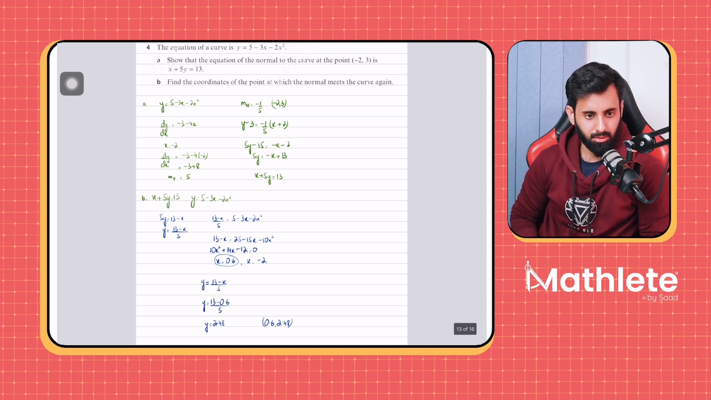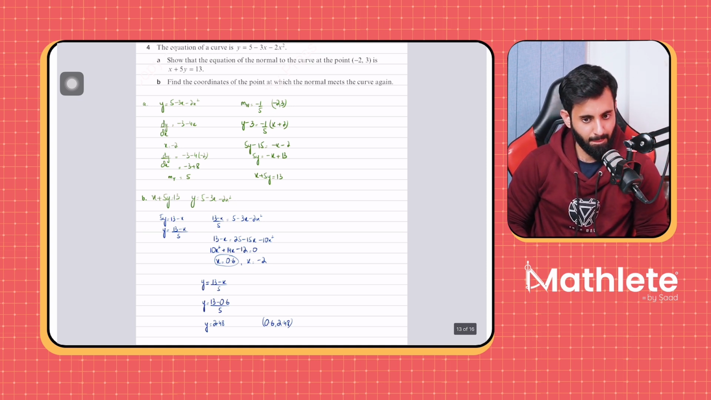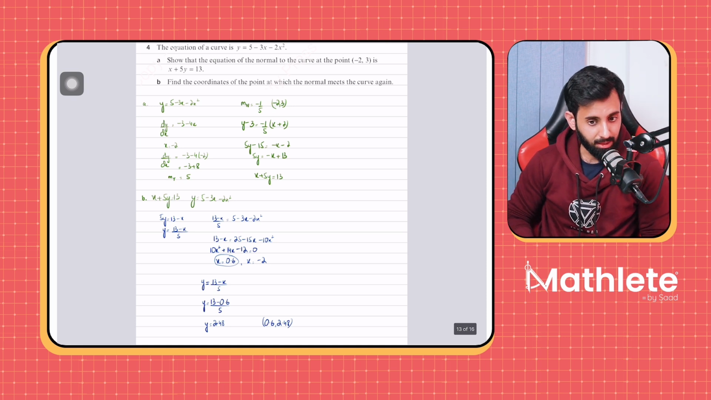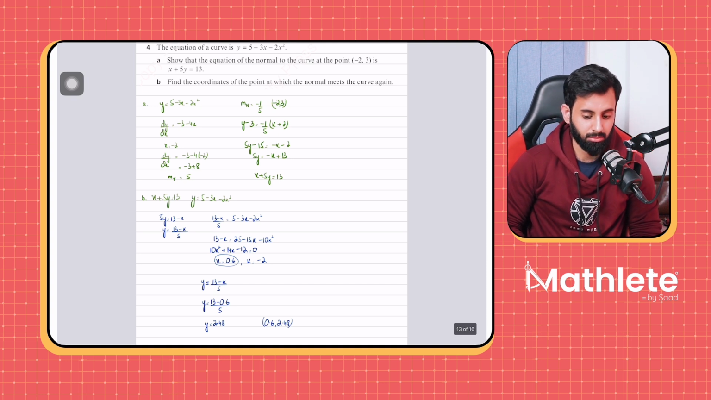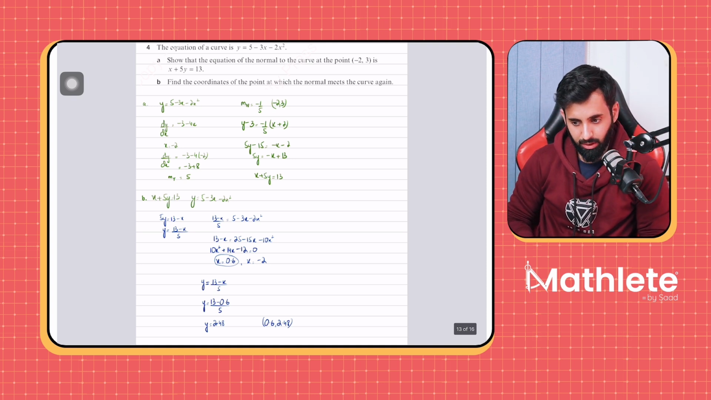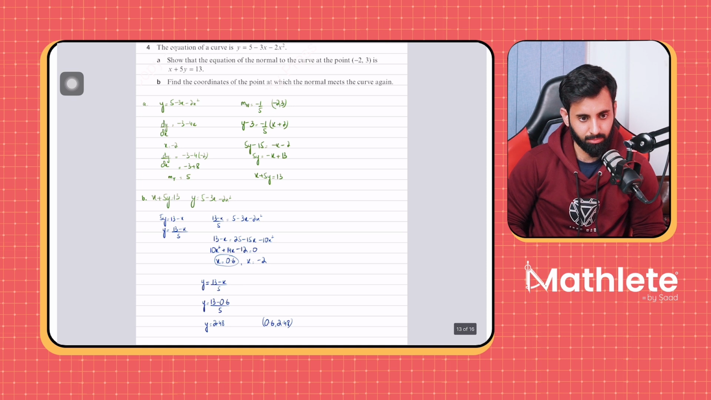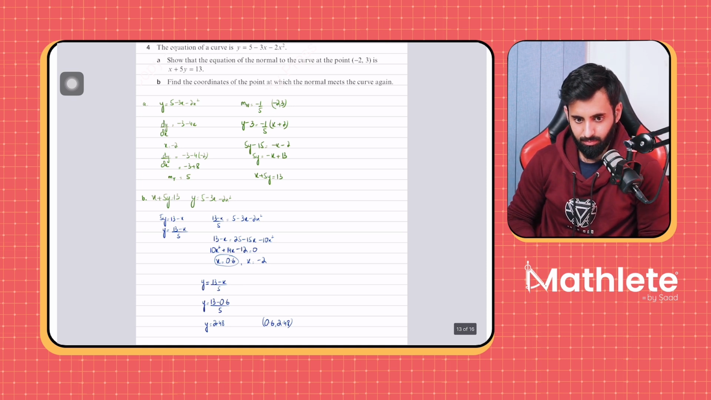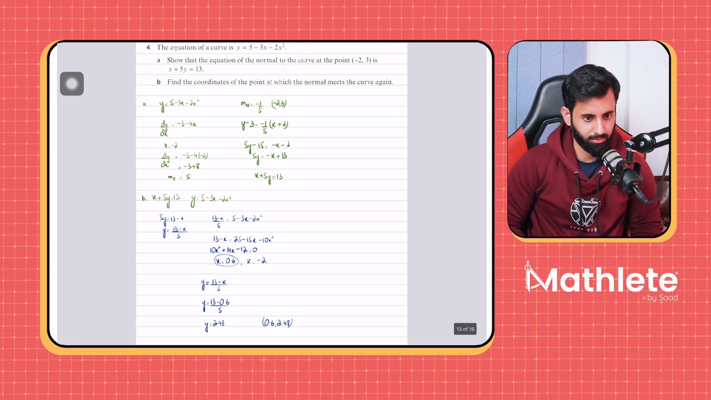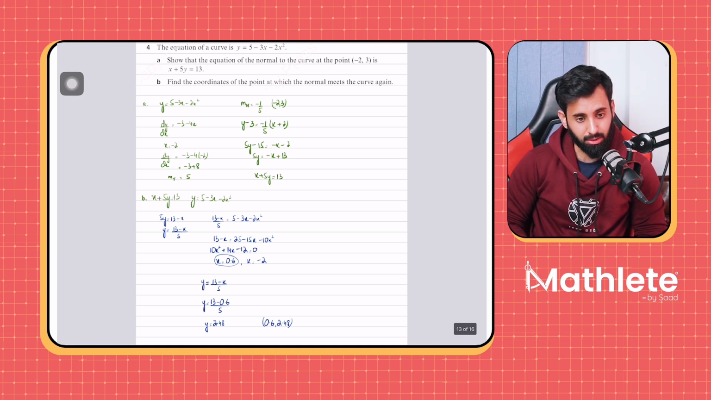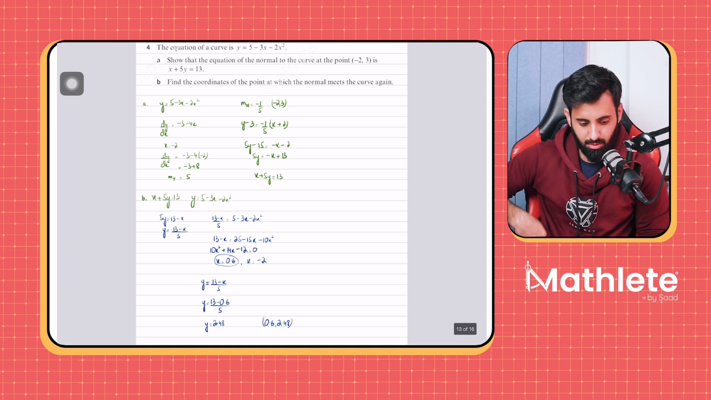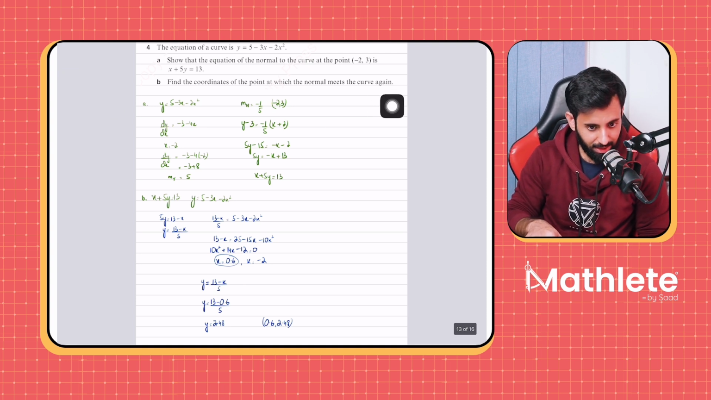Yes, Nahyan. I can see that -2 is already there. Exactly. And what is written in part B? Find the coordinates of the point at which. What's the last word in part B? Normal meets the curve. The last word. That's not the last word. The last word of part B. Again, exactly. What does that mean?